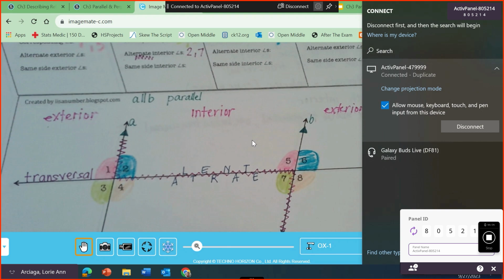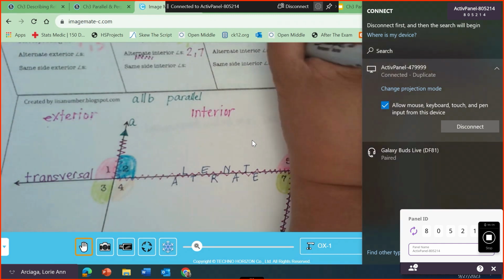Now, do you kind of see the pattern? It forms a letter Z. It's a crooked letter Z, but it forms a letter Z, right, if you trace it? So letter Z. Okay, where else are the other alternate interior angles? 5 and 4. Okay, so let's write that down. Alternate interior is 5, 4.